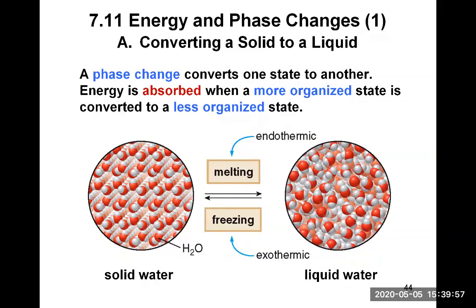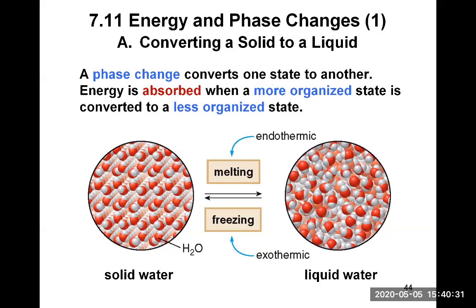So the phase change that changes the solid to liquid is called melting. Melting is endothermic. Remember, endothermic means it takes the energy inside. Endo refers to inside. Thermic refers to thermal energy. And so the solid will take the thermal energy inside and become liquid water. So heat is absorbed by the solid.